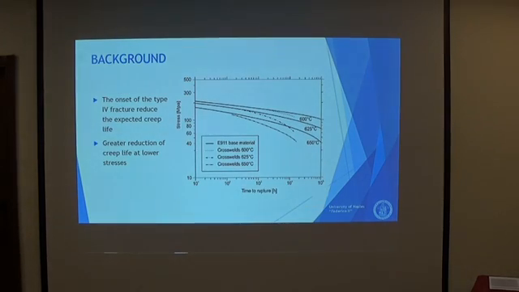The consequence of the onset of this type of fracture, of course, is the reduction of the expected creep life. And we observe a greater reduction of creep life at lower stress, as shown here on data taken from literature.